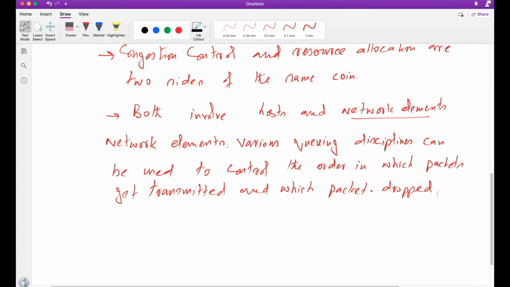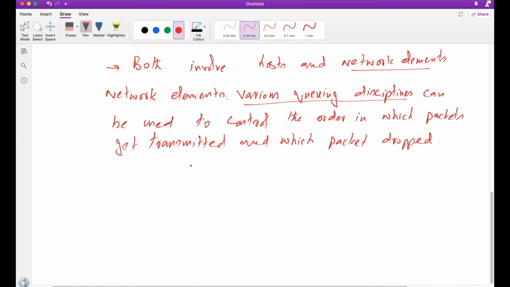Right. So why are we interested in taking our discussion of congestion control to the network elements? Because in network elements we have various queuing disciplines that we can make use of to control the packets at routers or switches. By saying control, we mean that we can decide which packets will get transmitted and which packets get dropped, right? So this is an important decision. So before we move on, let's talk about what we mean by queuing discipline.